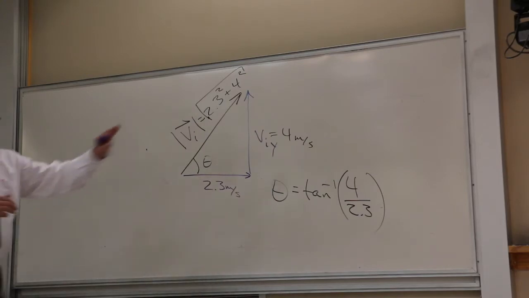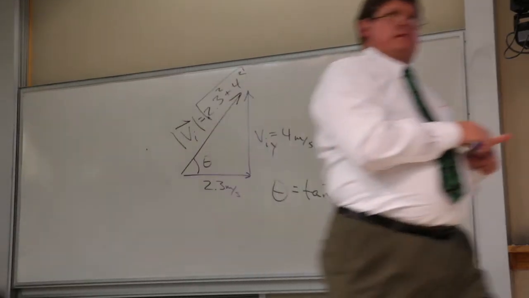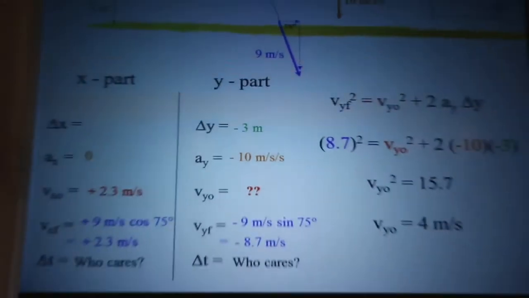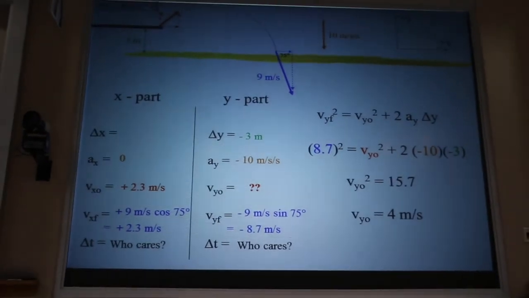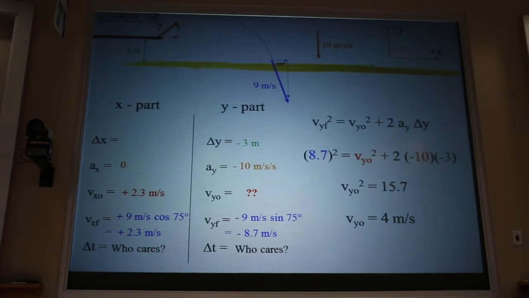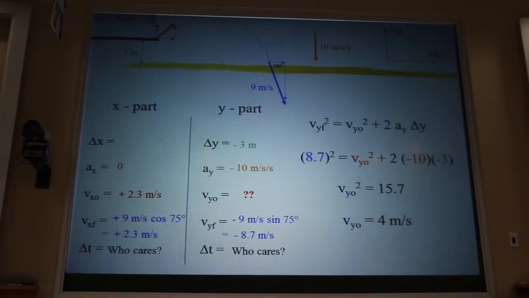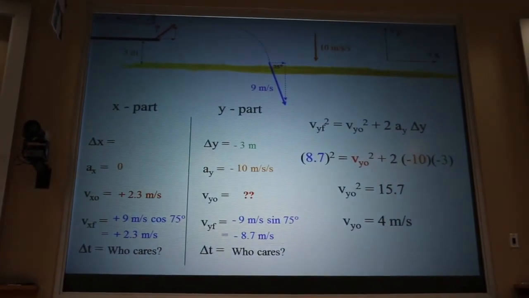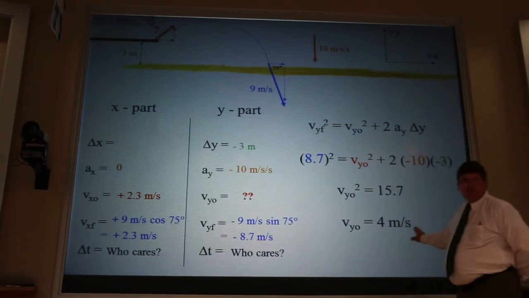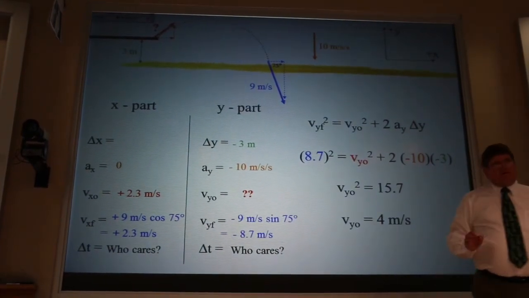Okay, see if your neighbor's on board with this problem. Yes, sir. On the exam, do you care if we include units in our work? Oh, as long as the units are in your final answer, we'll be fine with it.